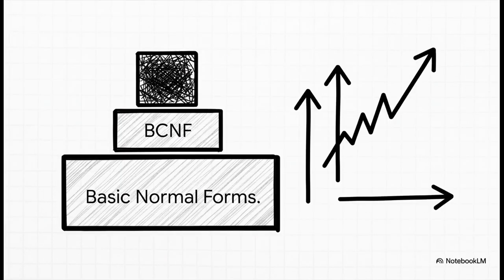Now, as awesome and powerful as BCNF is, it's actually just one step on a longer ladder. There are even stricter rules, like fourth normal form, designed to hunt down and eliminate even more subtle and complex kinds of redundancy. It's an entire field of study dedicated to one thing, protecting the truth in our data.